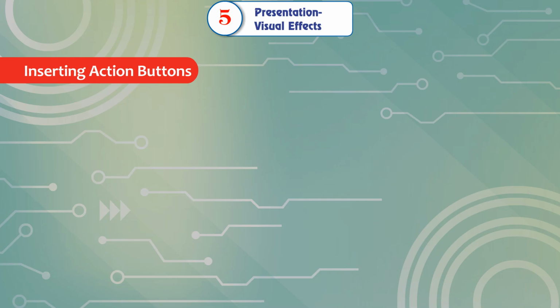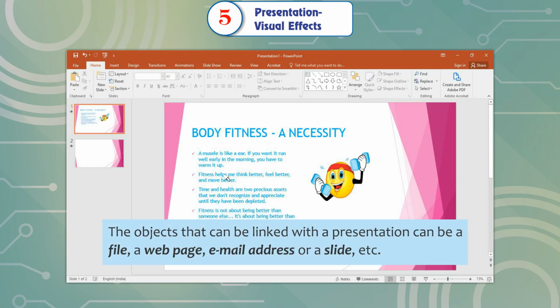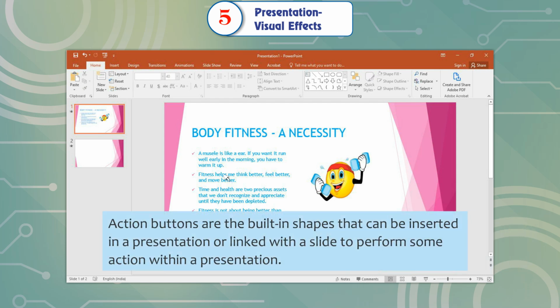Inserting action buttons. MS PowerPoint enables the users to link the objects within a presentation or from a different presentation. This is done with the help of action buttons and hyperlinks. The objects that can be linked with a presentation can be a file, a web page, email address, or a slide, etc. Action buttons are the built-in shapes that can be inserted in a presentation or linked with a slide to perform some action within a presentation.